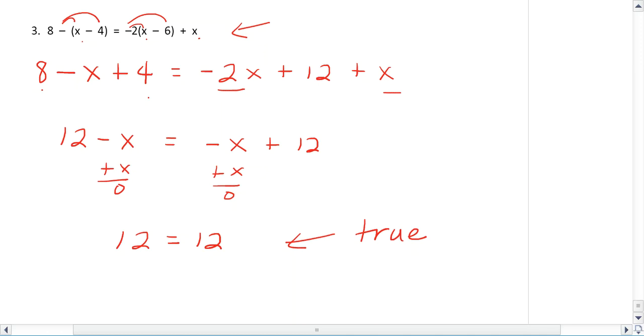So the answer to this question is that there's infinitely many answers. Any number works. So the solution is all real numbers. Okay? Anything and everything would work in this equation.